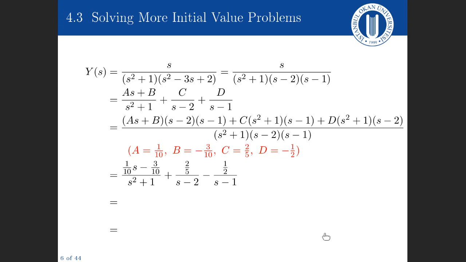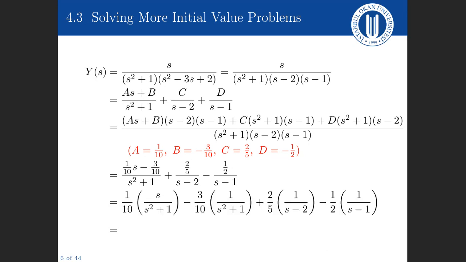So we have that capital Y looks like this: 1 over 10 s minus 3 over 10, all over s squared plus 1, plus 2 over 5 times 1 over s minus 2, minus 1 over 2 times 1 over s minus 1. Or we can split it up like this. 1 over 10 multiplied by s over s squared plus 1, because s over s squared plus 1 we can find on our table of elementary Laplace transforms. Likewise, 1 over s squared plus 1 is on the table, so take 3 over 10 out. 1 over s minus 2 is on the table, and 1 over s minus 1 is on the table.